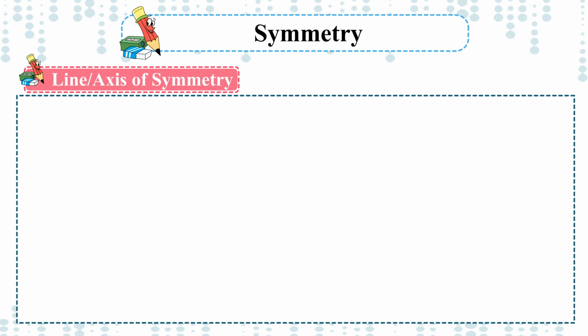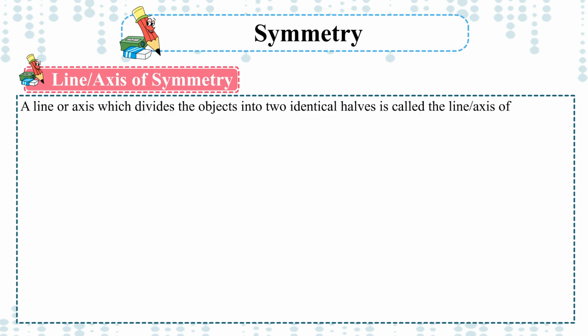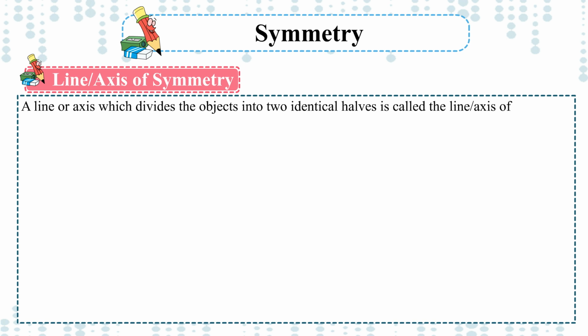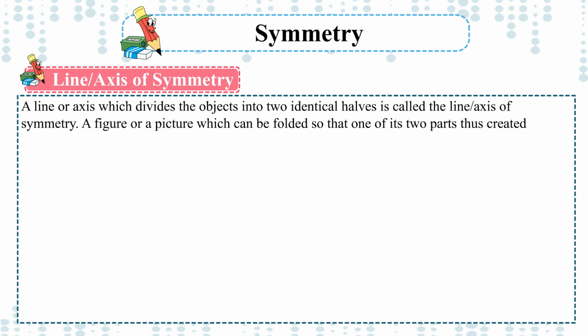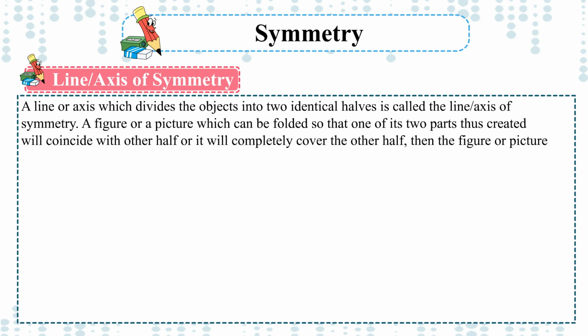Line axis of symmetry. A line or axis which divides the object into two identical halves is called the line axis of symmetry. A figure or a picture which can be folded so that one of its two parts thus created will coincide with the other half, or will completely cover the other half, is symmetrical along the line of symmetry.